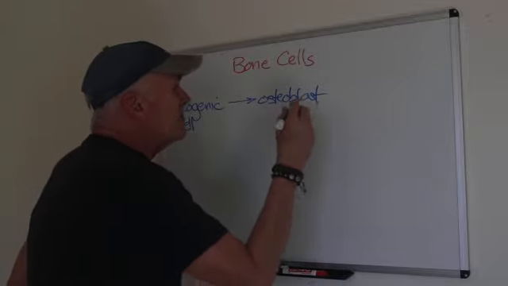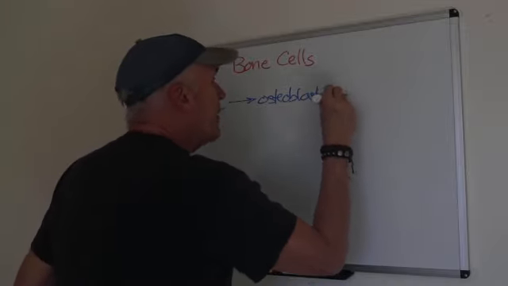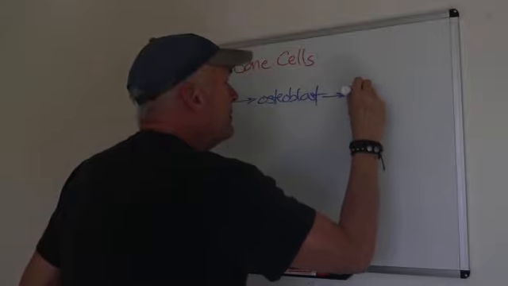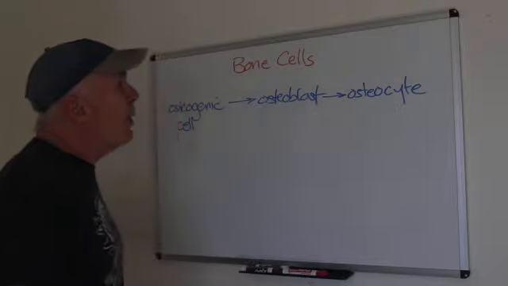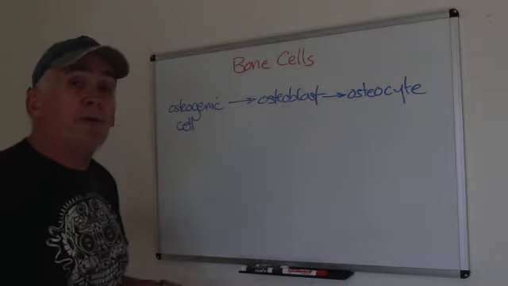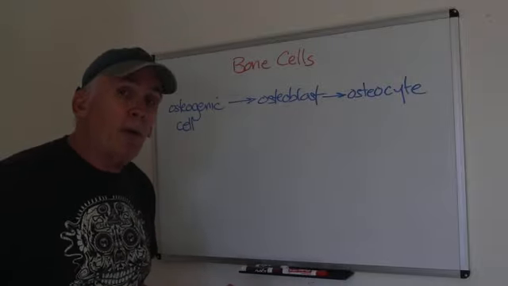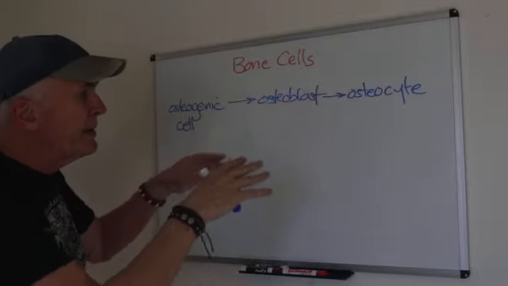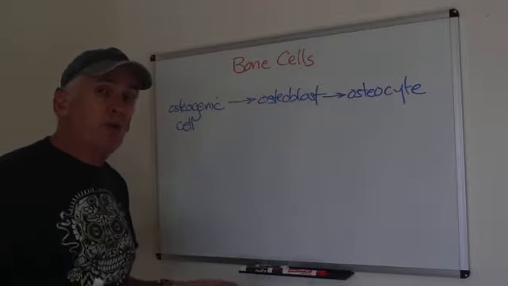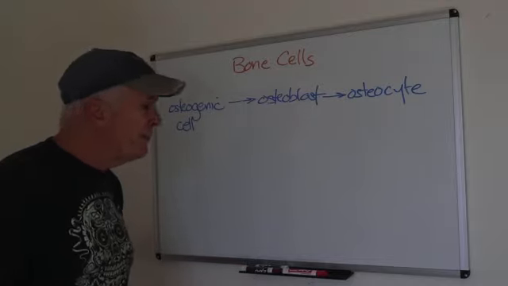When an osteoblast matures, it turns into a cell called an osteocyte. An osteocyte is a mature bone cell, and your bone is full of osteocytes right now, okay? You have the other cells as well, but most of your bone cells now are osteocytes. They are mature bone cells living in your bone.